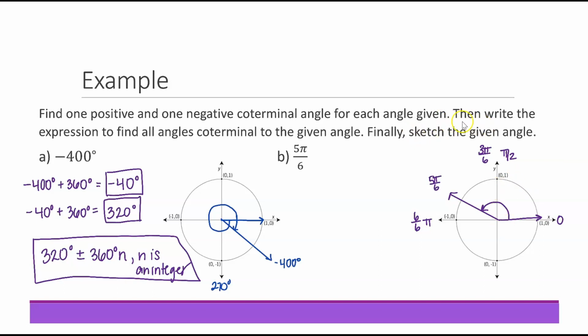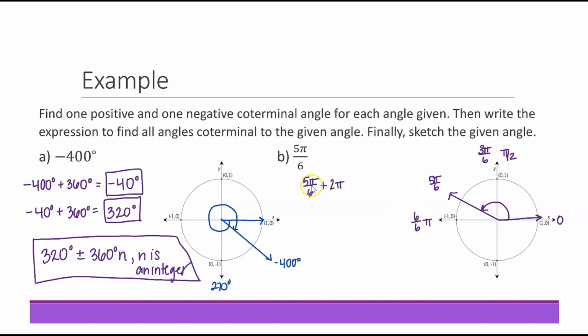I went ahead and sketched the given angle first, just because some students tend to struggle a little bit more with radians than they do with degrees. So here's my sketch. And now let's talk about finding positive and negative coterminal angles. We're going to add and/or subtract 2 pi. So we're going to start with 5 pi over 6, and let's start with adding 2 pi.